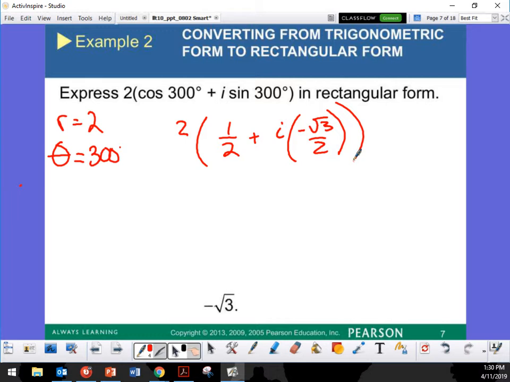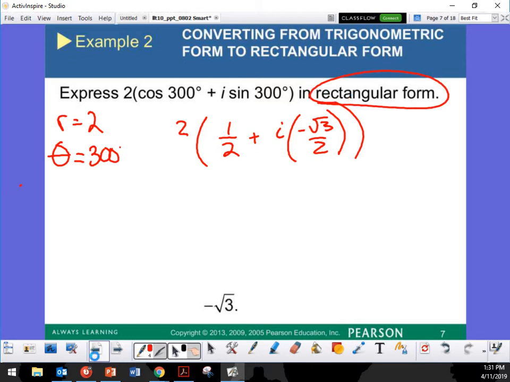Wait, so it's just a... I just put these points from 300 on my unit circle, right? The cosine at 300 was 1/2. The sine at 300 is negative radical 3 over 2. Yes? So do you put that in the calculator? Not yet. If you put it in the calculator, you're going to get all decimals. I don't want those yet. I'll show you guys when it's time for that, because we're trying to turn this into rectangular form.